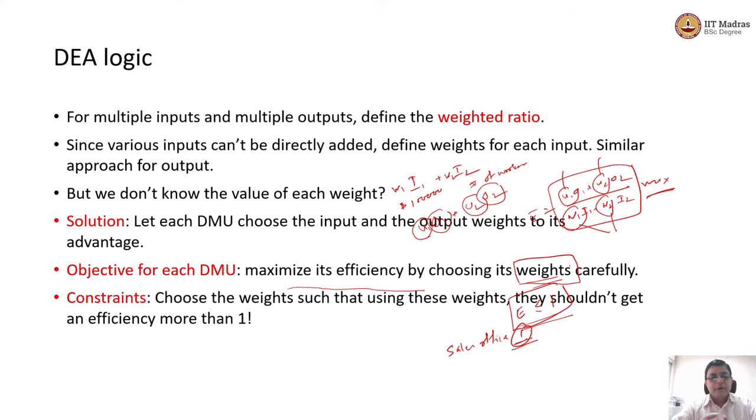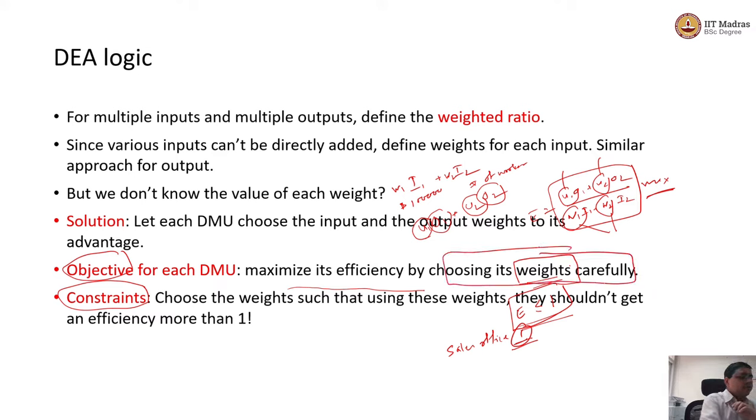Right. So what are the constraints? Choose the weights such that using these weights, none of the DMUs, including yourself, should get an efficiency more than one. That's the constraint. That's the optimization problem right here. Now you have defined the objective of an optimization problem. You have defined the constraints. You have defined the decision variables. Those are the three important components of an optimization problem. And you have defined all three of them.